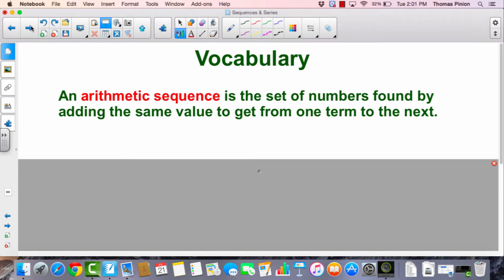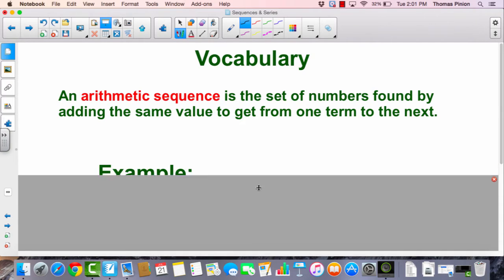An arithmetic sequence is the set of numbers found by adding the same value to get from one term to the next. I want you to notice that both the word arithmetic and add start with the letter A. Okay, so that's how I keep that separate from any other sequence. Arithmetic, A, add, A. And a sequence is just a set of numbers that has a pattern.